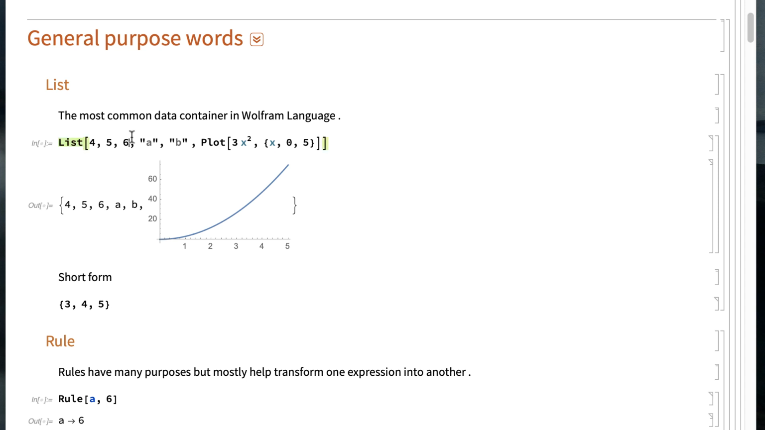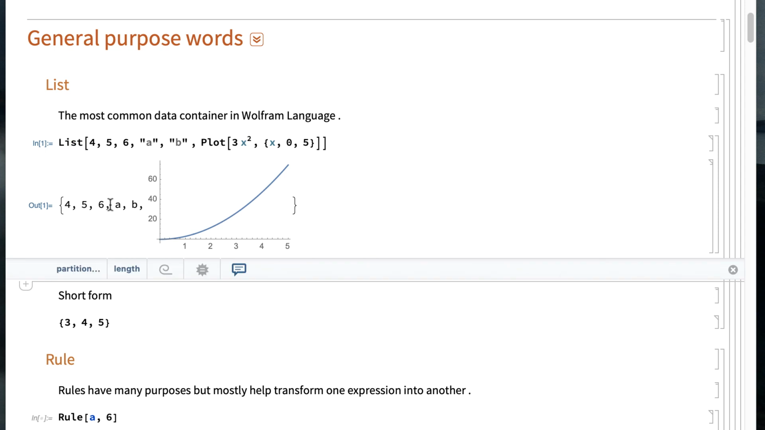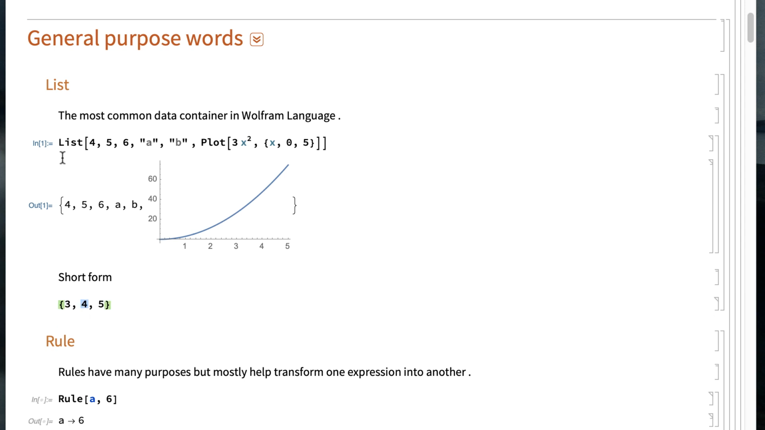So if I evaluate this, what you're going to see is that we get back what I put in, except that it does evaluate the plot. But you'll see that instead of having List as a head, it has these curly braces. And this is actually the more common way of representing lists. It's what Wolfram Language is going to output by default in the front end. And usually when I write a list, I don't write out the word List, nor does anybody else. They put it in these curly braces.